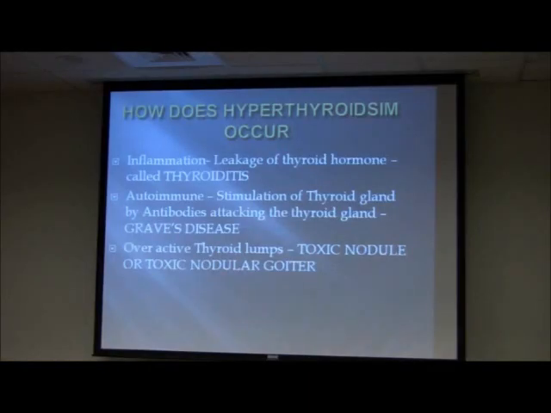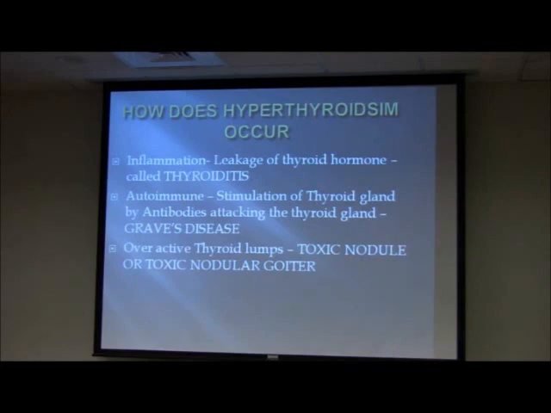Anyway, so how does hyperthyroidism occur? I mean, there are different causes of why thyroid hormone levels go high in the blood. One of them is inflammation. The thyroid gland gets inflamed like any other gland because of viral infection or whatever, and starts leaking out thyroid hormone. It's not actually overproducing it. It just leaks out whatever stored hormone it has, and it keeps on leaking out for a few weeks, and after a few weeks it just goes back to normal. But that's what we call thyroiditis.